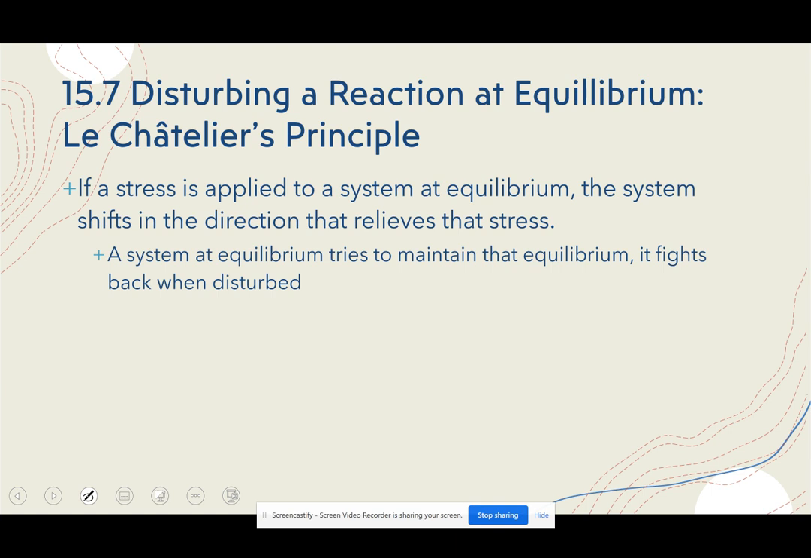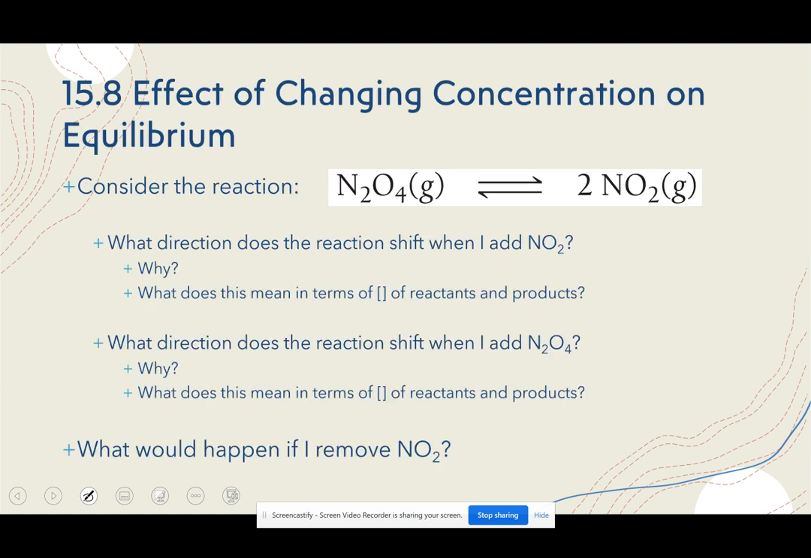The way we say that is it's going to shift to the left or it's going to shift to the right, meaning it's going to shift towards the reactants or it's going to shift towards the products in order to relieve that stress. So the first stress that you can apply is changing concentration.